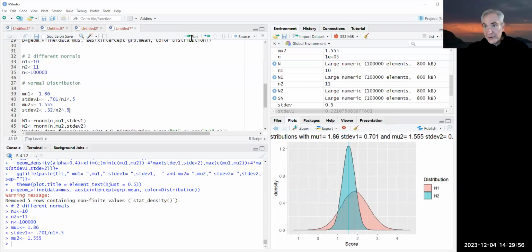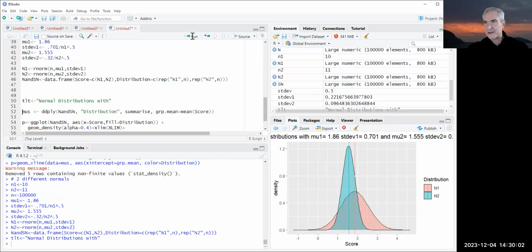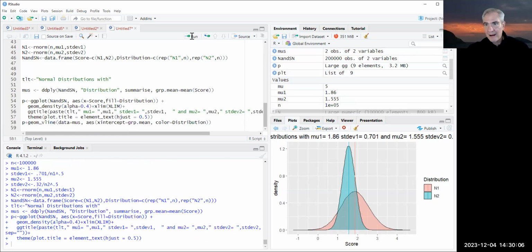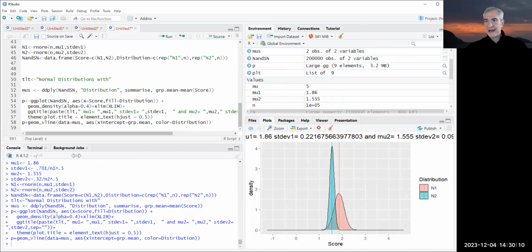So let me run this. What happens here, all right, let's see if we can interpret this, because I'm a little bit confused, to be honest with you, what we're actually looking at. Okay, so let me make this nice and big.